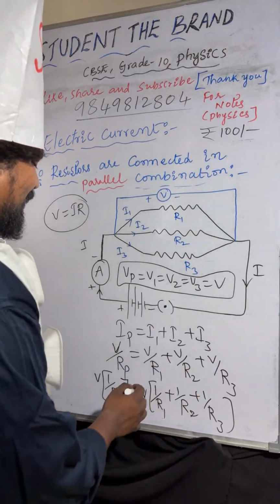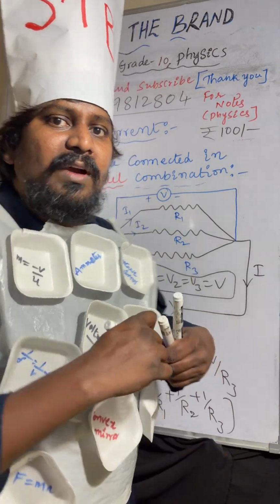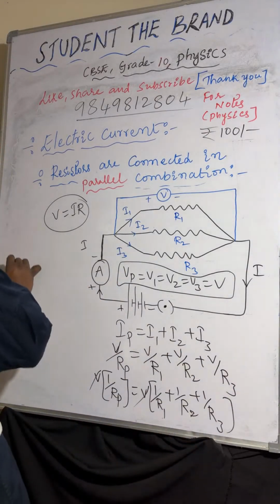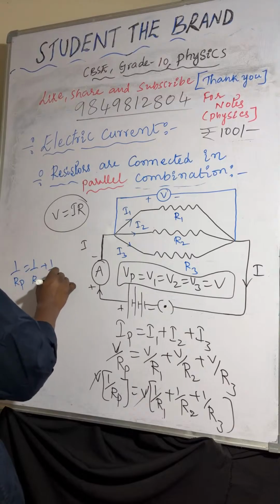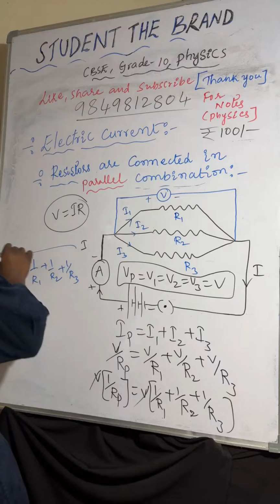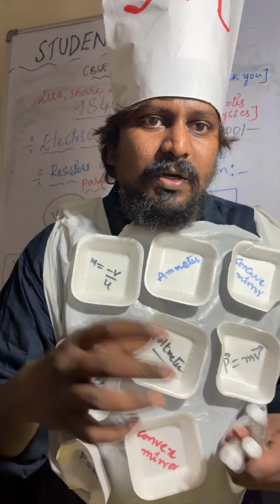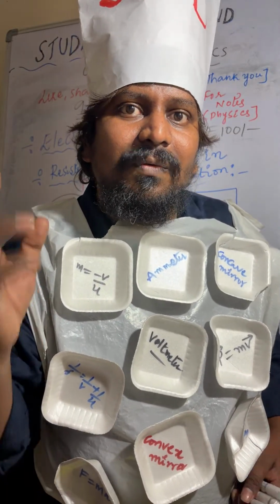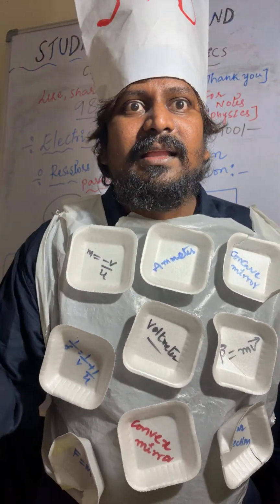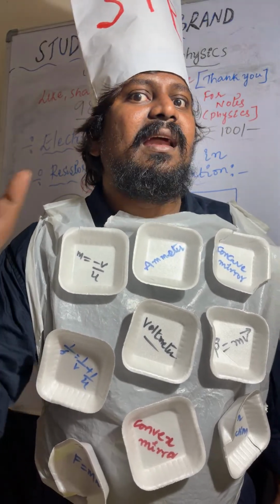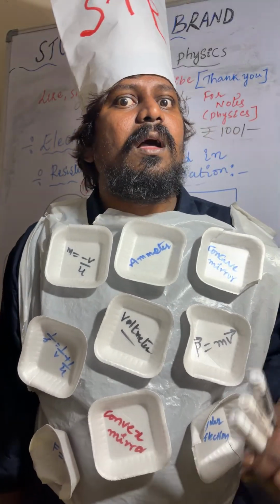V I took common, and I cancelled it. The remaining equation is 1 by Rp equal to 1 by R1 plus 1 by R2 plus 1 by R3. I hope it is very clear. That is about resistors connected in parallel combination.